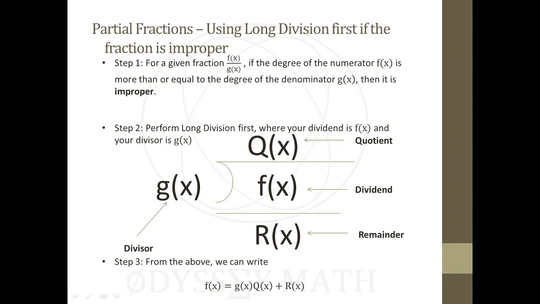Because the fraction f of x over g of x is improper, in step number 2, we need to perform long division first, where your dividend is the numerator f of x and your divisor is the denominator g of x.